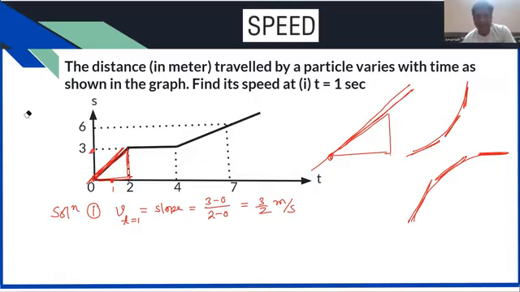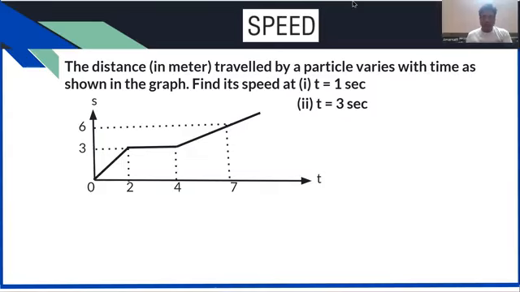So try the next question. I am adding one more time: find the speed of the particle at t equal to 3 seconds. My aim is to calculate the slope at t equal to 3 seconds. So 3 seconds is somewhere here, and I can see that the graph is horizontal only.